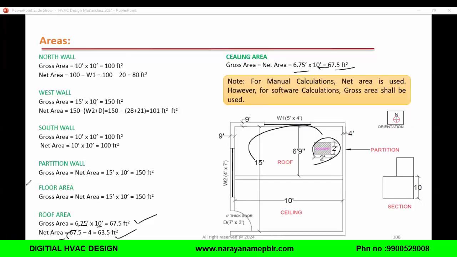Anyhow, when you are doing manual calculation, we will use the net area. When we do HAP, we will use the gross area, so the software automatically subtracts this and takes the net area, which is very easy compared to a manual one. Manual is just for learning the concept.